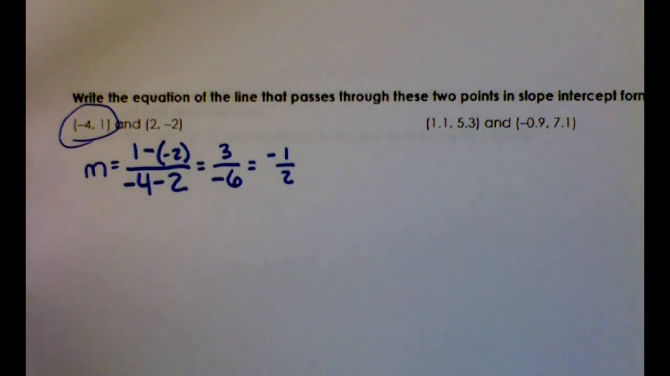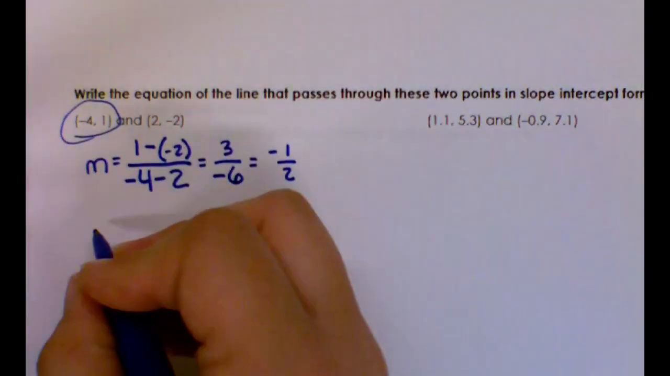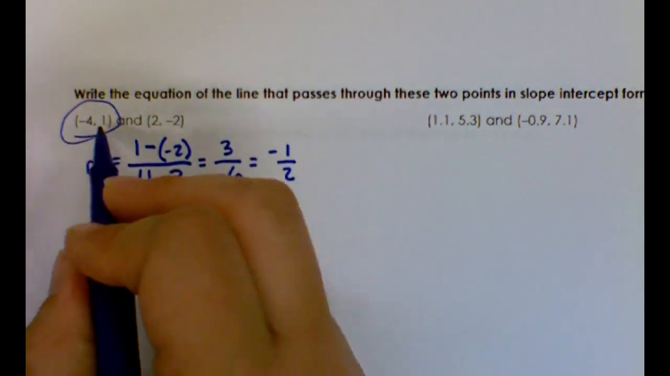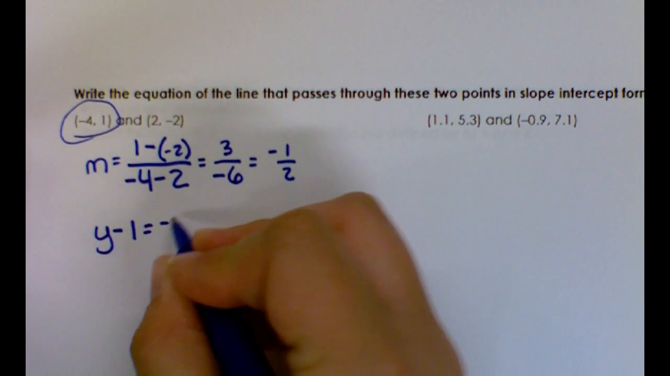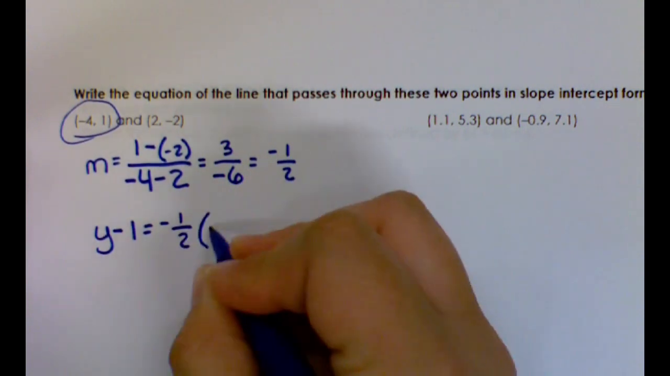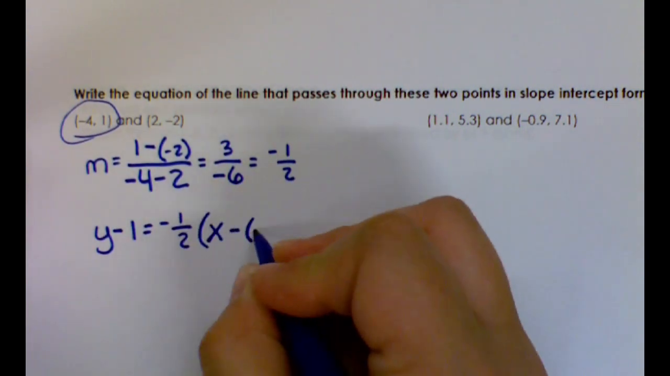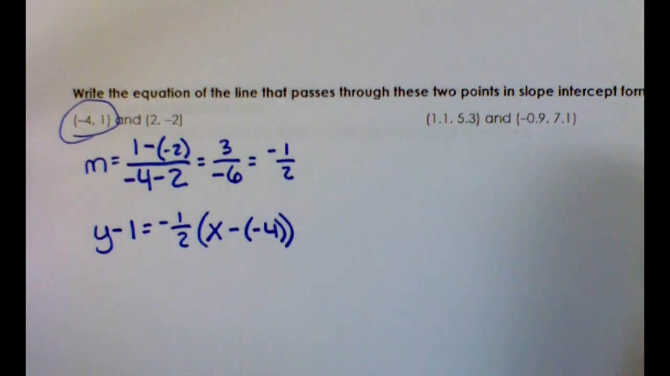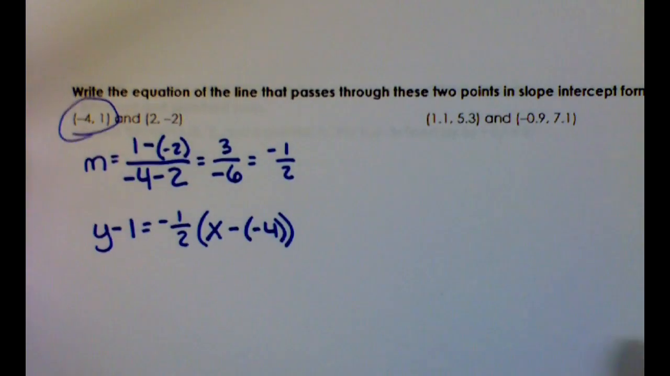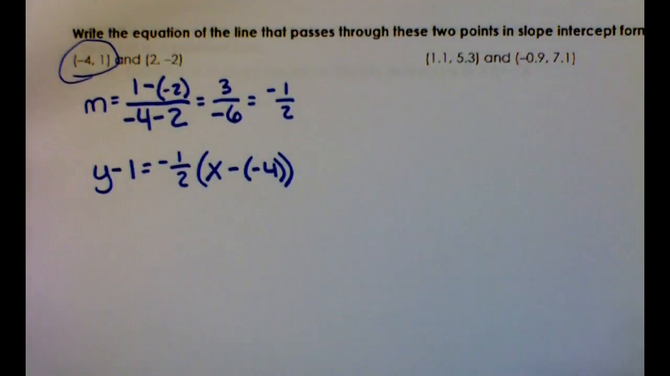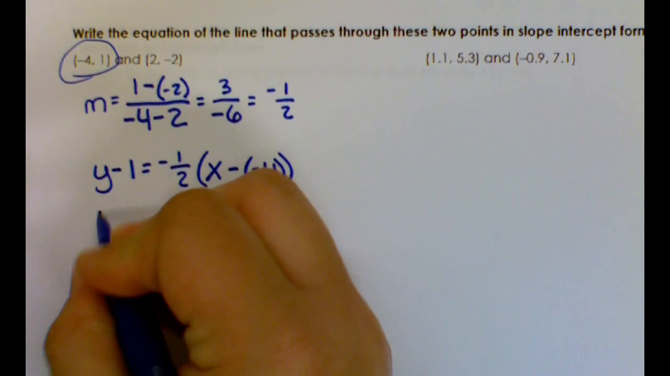Now I like to go to point slope form. For point slope form, you can choose either of the 2 points to use. I already circled negative 4, 1, so let's use that one. Y minus y1, which will be 1, equals my slope, which is negative 1/2, times x minus x1, which is negative 4. For slope-intercept form, we just need to solve for y, but also simplify that right-hand side.